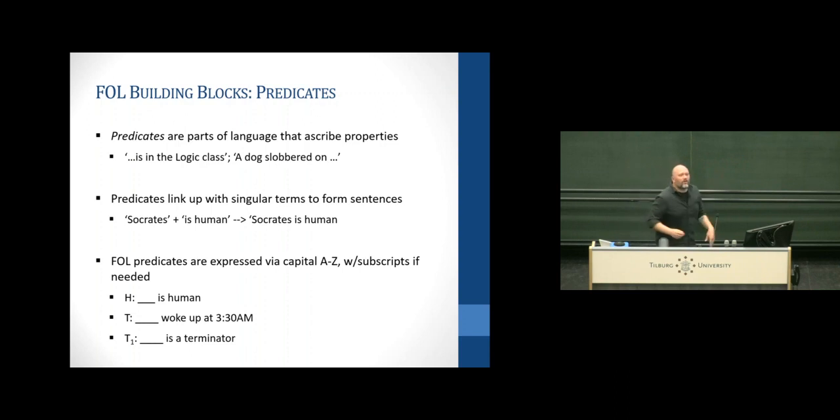You all are in the logic class. You see the idea, right? The predicate by itself is only part of a sentence. You need to plug in a term to get a full sentence. Predicates link up to give us complete sentences. The name Socrates, and the predicate is human, taken together give us the English atomic sentence, Socrates is human. You see the idea.